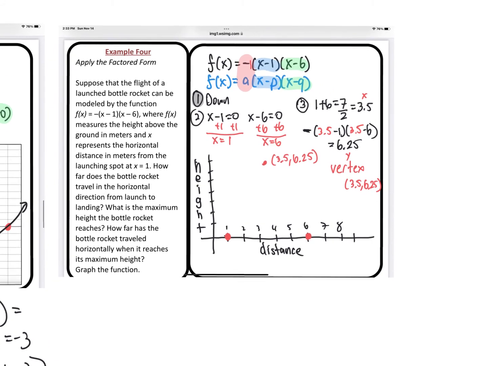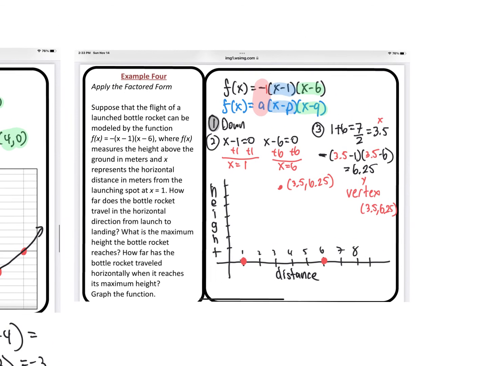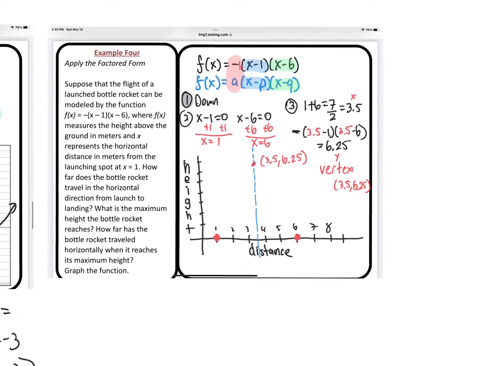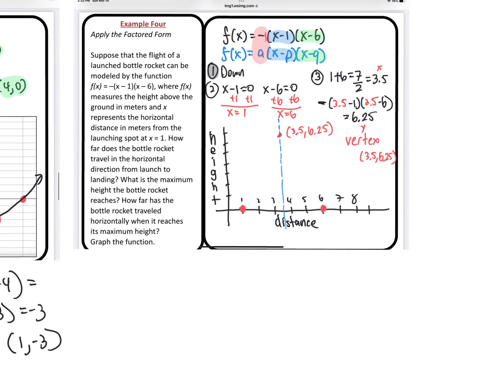Okay, so for this last part, we need to go ahead and draw the line of symmetry. So the line of symmetry is going to go right here. And here is one of the tricky parts of this example: usually the last part is to find the y-intercept, okay? I'm going to show you why the y-intercept is not going to be useful in this situation.